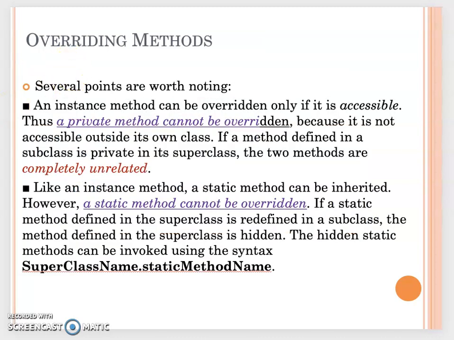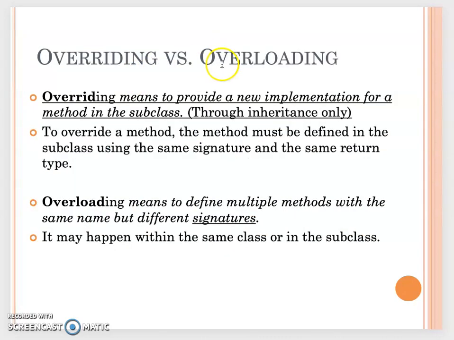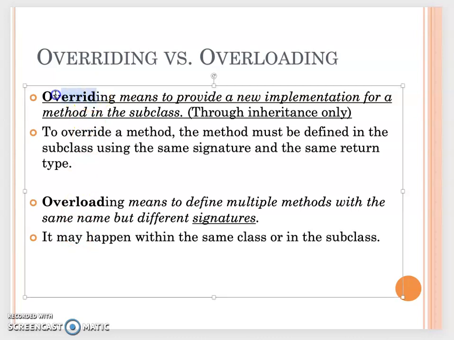Sometimes the overriding method will be confused with the overloading method. So here I want to show you the comparison. The overriding method actually comes from inheritance. Overriding a method means you provide a new implementation for a method in the subclass. Since it's a subclass, it happens through inheritance only. So in order to override a method, you need to make sure the method keeps the same return type and the signature.